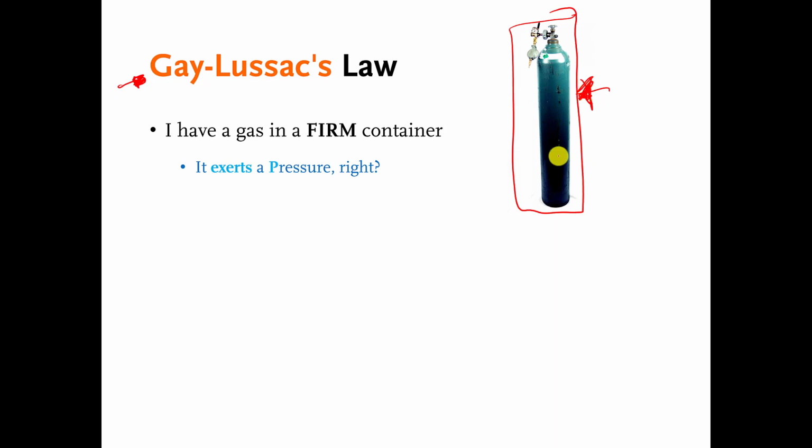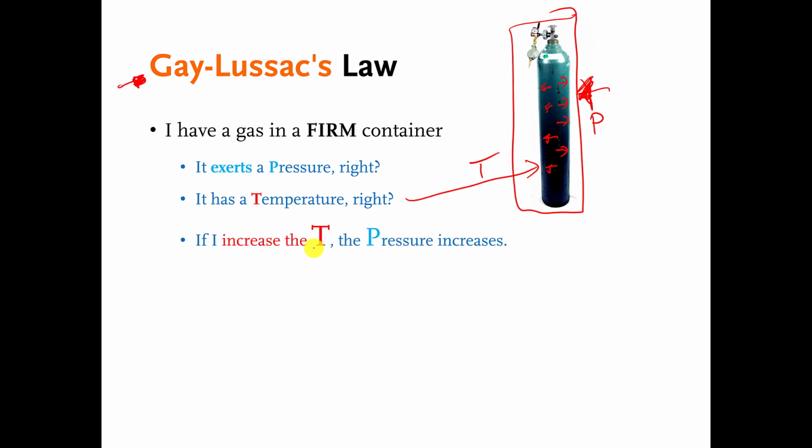The gas inside of the tank pushes against the walls of the tank, and it exerts a certain amount of pressure, which I'm going to abbreviate with a P. The gas inside of the container also has a temperature, which I'm going to abbreviate with a capital T. What Gay-Lussac's law says is if I increase the temperature of the gas in the container, well, the gas has nowhere to go, so it's going to push against those walls even harder, and the pressure is going to go up. And conversely, if I cool the gas in the container, then the pressure is also going to go down.